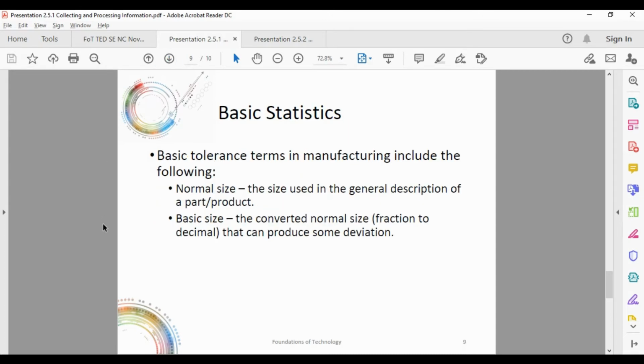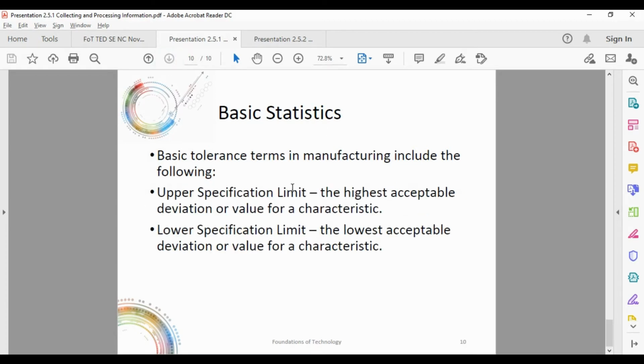So here are some basic terms with tolerance that you would want to know. The nominal size is the size used in the general description of the part or product. So whenever I come out with a design and say it needs to be these dimensions, that's what we're talking about with the nominal size. The basic size is the converted nominal size, fraction to decimal, that can produce some deviation. So if you have ever heard somebody say this needs to be 2 feet plus or minus 1/4 of an inch, they are talking about the basic size there.